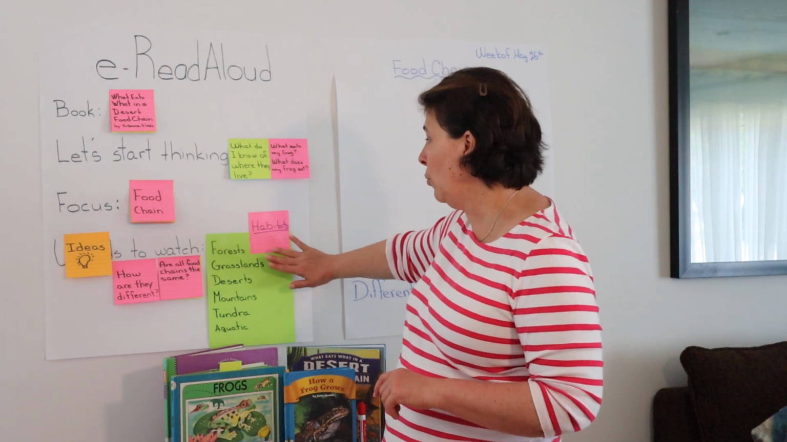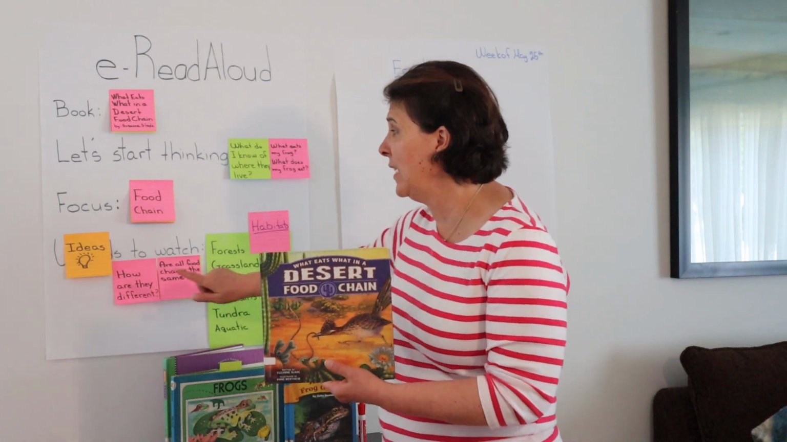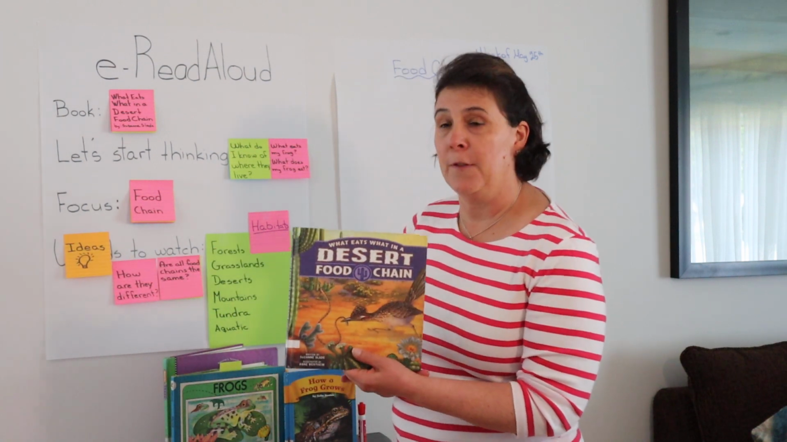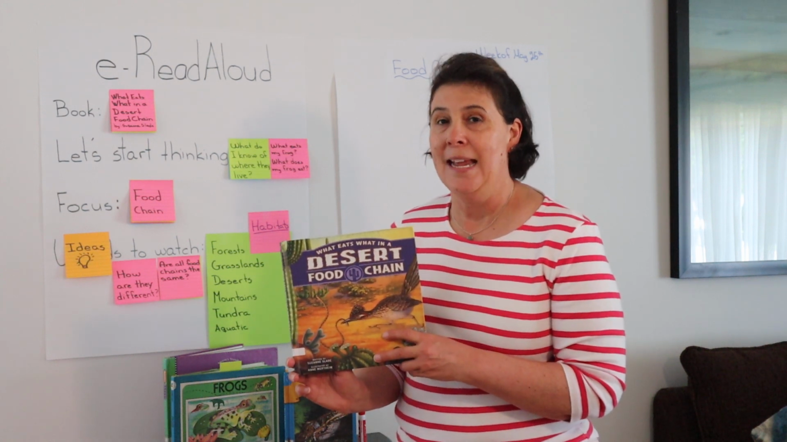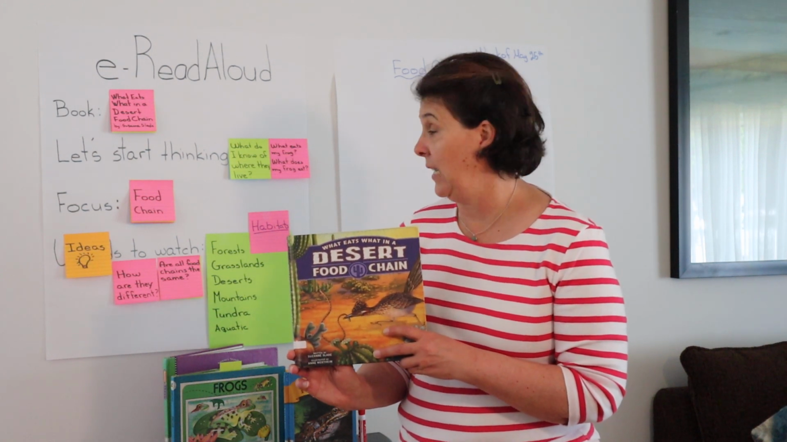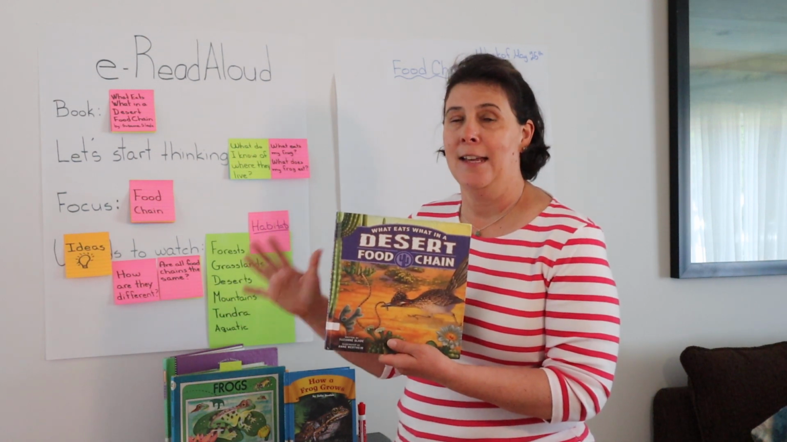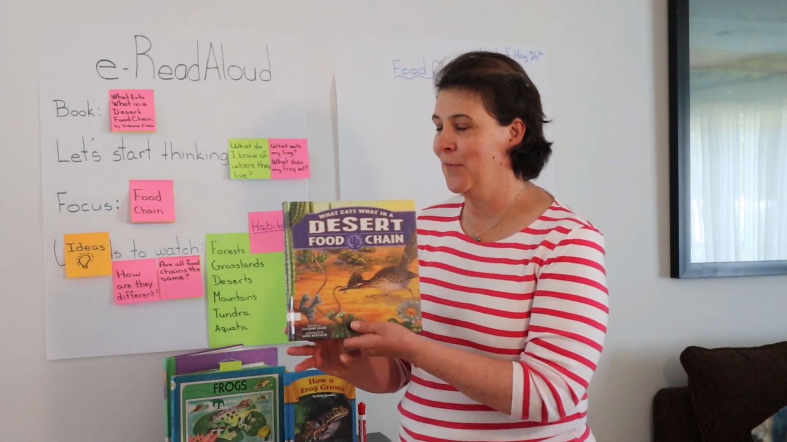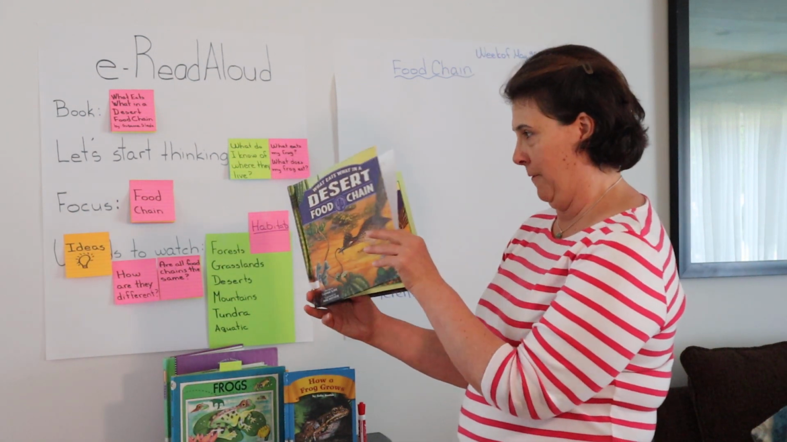And for that, I'm going to read to you this book. Please focus on the big ideas of the book. So the big idea for us is, what is a food chain? And how does the habitat change the food chain? Okay, so here we go. What eats what in the desert food chain?